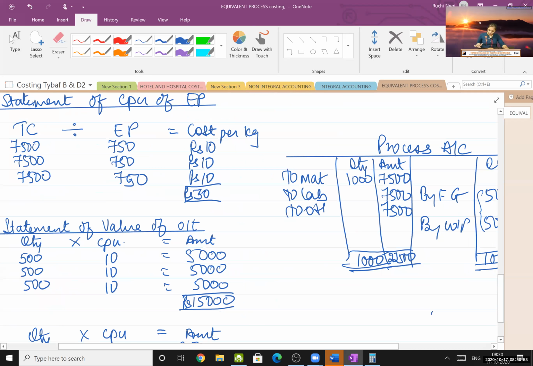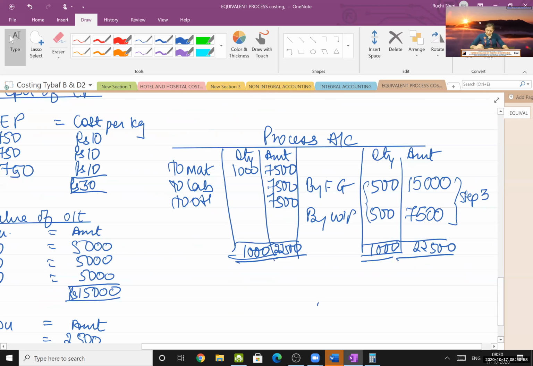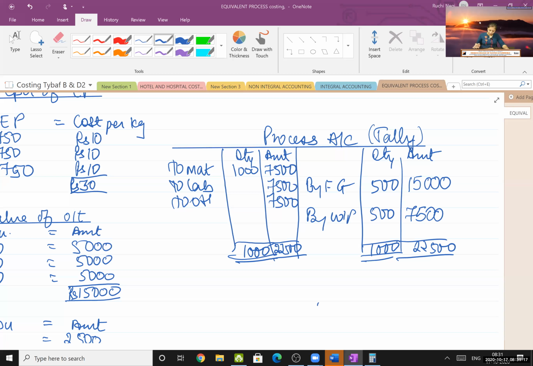Clear? Just acknowledge it in the chat box. Is it clear till here? Fine. Can I move ahead with the other example?